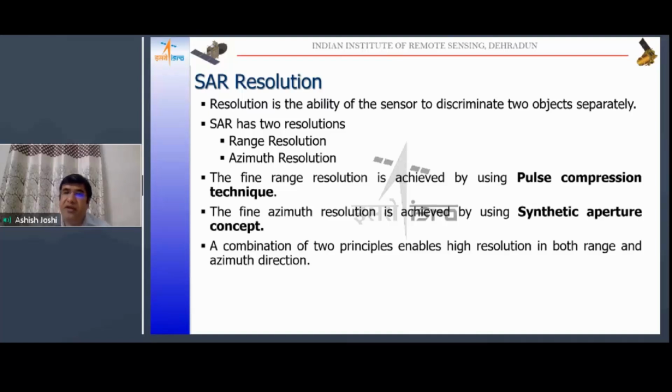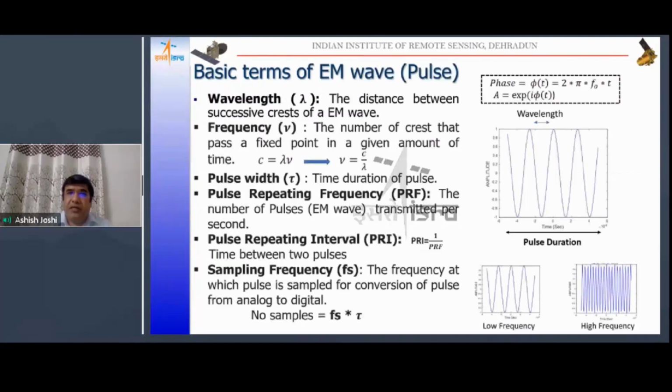So now we will learn what the pulse compression technique is. The basic terms of electromagnetic waves start with the wavelength. If this is the electromagnetic wave, then the distance between two crests is called the wavelength.